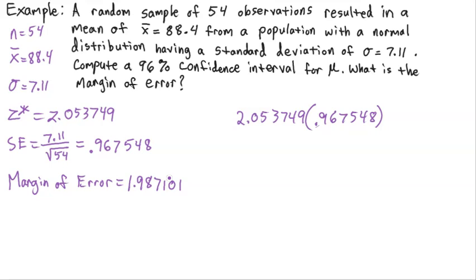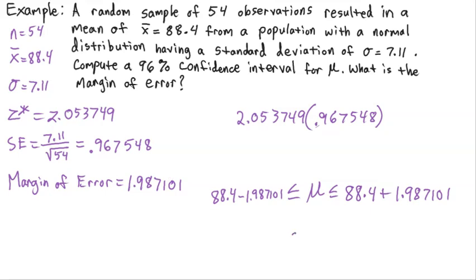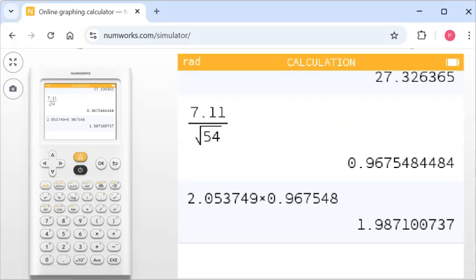Our confidence interval is going to be mu is less than or equal to, on both sides here. And on this side, we're going to do x bar, 88.4 minus the margin of error, which is 1.987101. And over on this side, it's going to be the same thing, 88.4, but plus 1.987101. We're going to round to 3 decimal places. Okay, good.